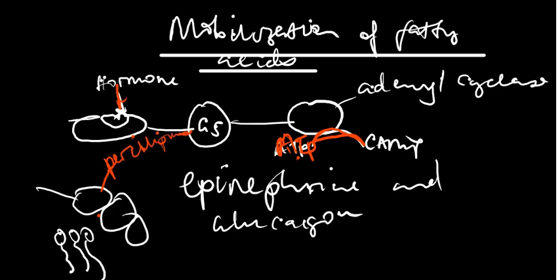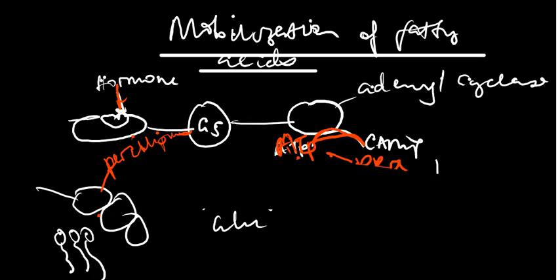In response to the cyclic AMP, these perilipins that are drawn here, the perilipins are the proteins that are stored on the fatty acid droplets. What happens is that they get phosphorylated by a cyclic AMP dependent kinase, which is PKA. So PKA goes to phosphorylate.